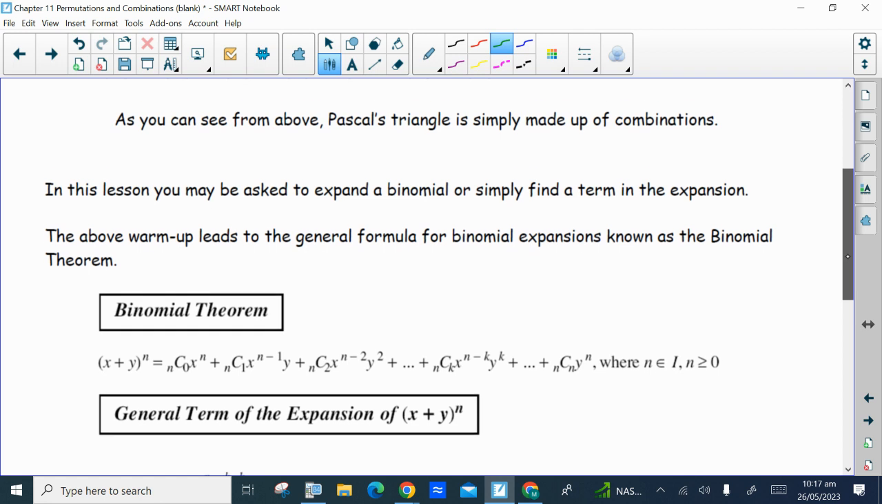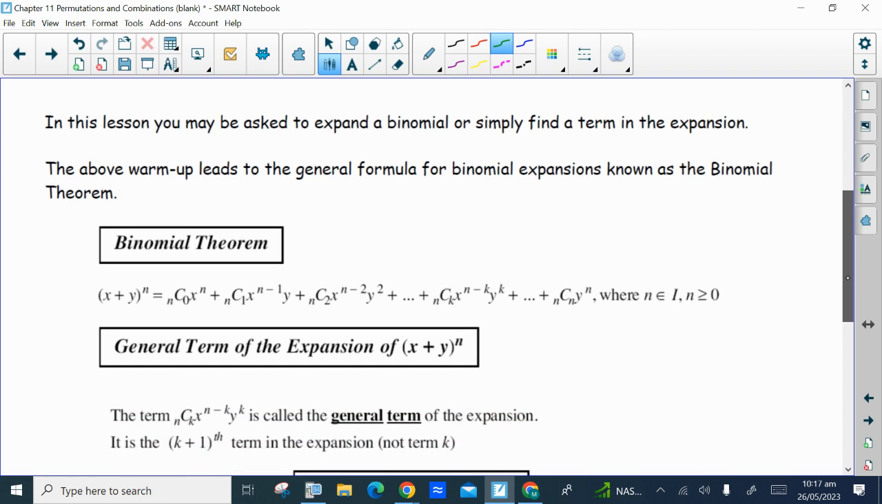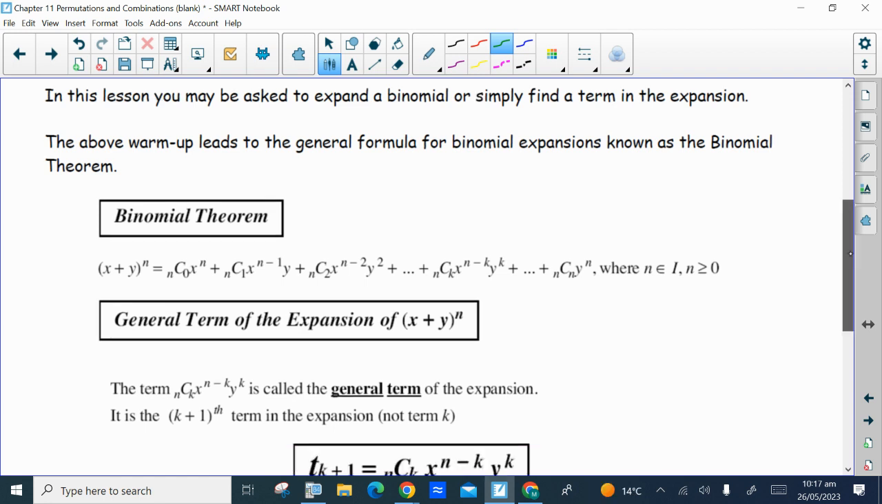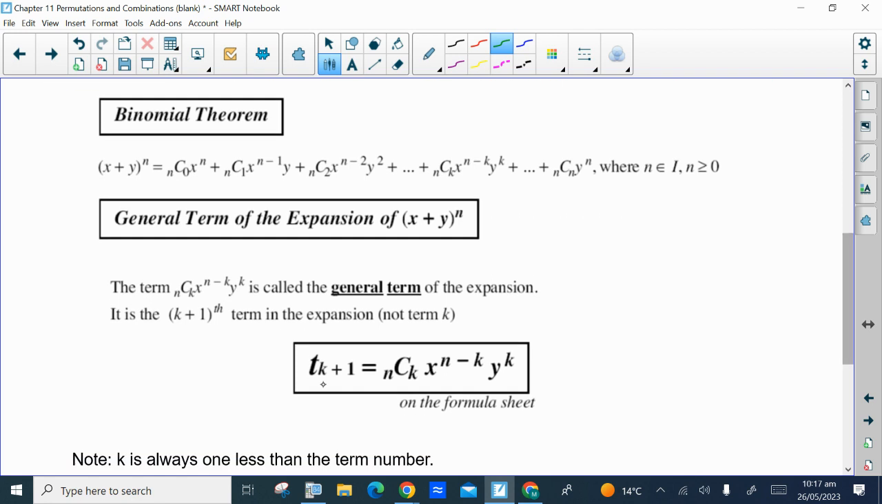So sometimes you're going to be asked to do an entire expansion. In other cases, you're going to be asked just to find a specific term of an expansion. And there's a simple way to do that without expanding the whole thing, and that's using this general term expansion of x plus y to the power n. So this general term is on the formula sheet. T sub k plus 1 equals nCk x to the n minus k y to the k.